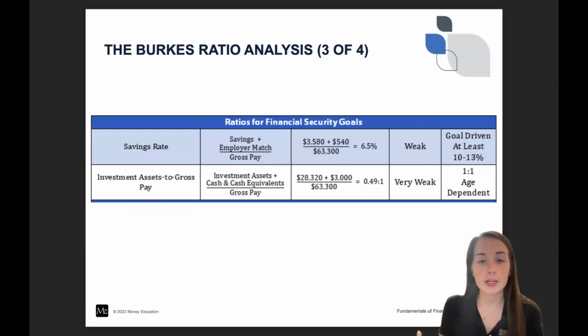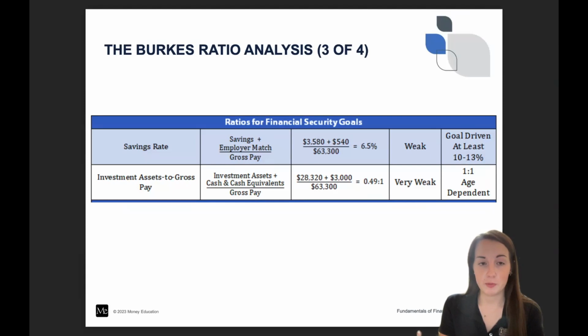And your savings rate is 6.5%, and it at least needs to be 10 to 13%, but this is goal driven, and considering your goals, it would need to be very high. So, I mean, we can increase this to at least a 10 to 13% relatively quickly by the end of the year, but your investment assets to your gross pay is only 4.9 to 1, and it needs to be at least 1 to 1 based on your age.